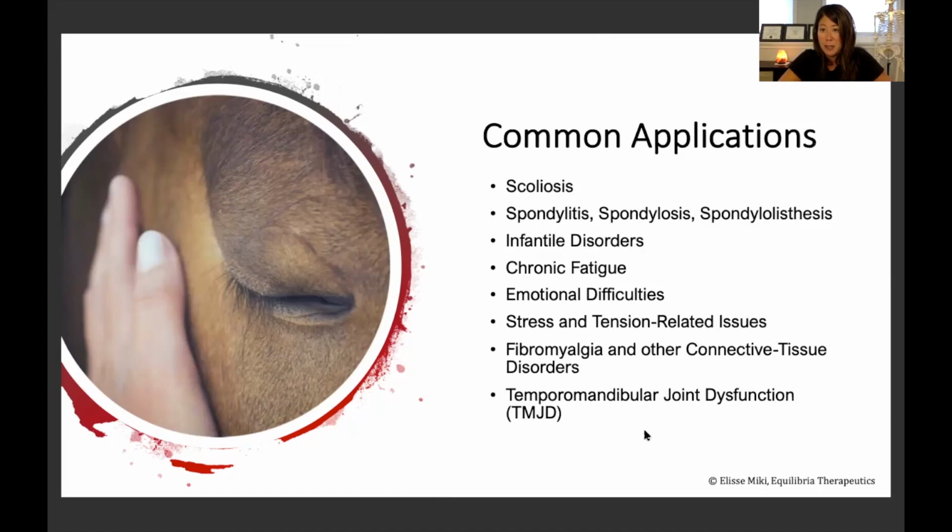By treating the spine, we can affect these systems positively. Then we get into the systemic issues that people and horses experience, like fatigue, emotional difficulties and stress, some of the connective tissue disorders. Again, because we're able to affect the central nervous system, we can have an effect on various disorders that are systemically related.